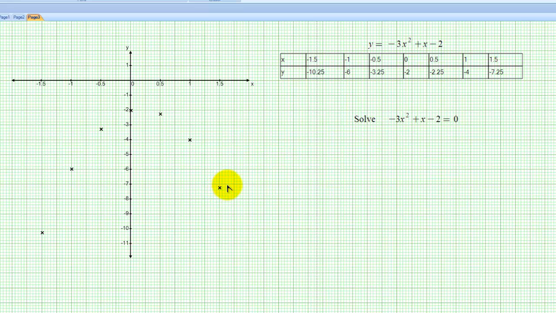Do you know what is the shape of this curve? Yes, it is N-shape because of the negative coefficient for x squared. Using the curve ruler, we shall now join all the points. And we shall write down the equation of the curve here.